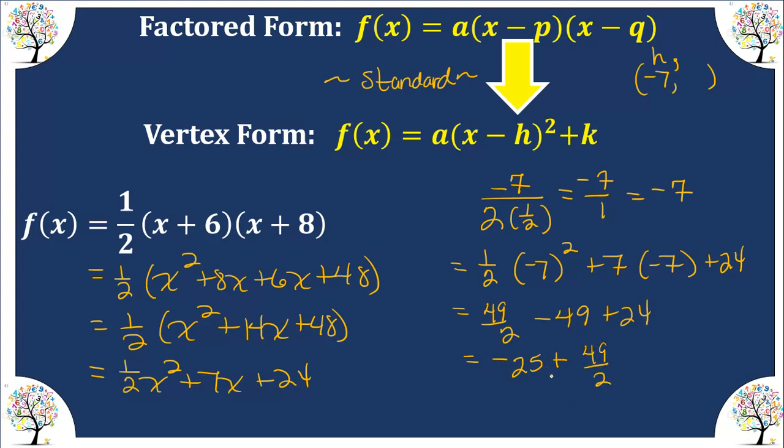And to add this easily, I'm just going to make this be a fraction with a common denominator of 2. That's negative 50 plus our 49 halves. And of course, that gives us negative 1/2. And when we put that together, our a value is 1/2. We got that from here. And then we have x minus negative 7, so that's x plus 7, quantity squared, minus 1/2.